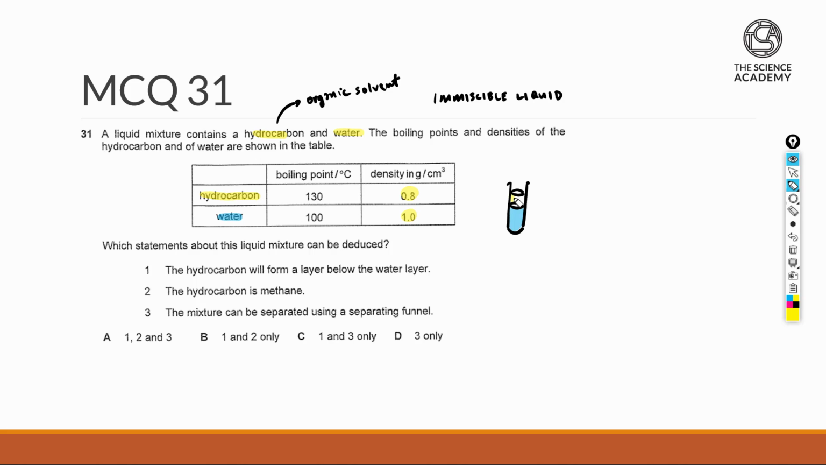So you can see that hydrocarbon is found above the layer of water. So hydrocarbon forming a layer below the water is going to be incorrect, right? It should actually be above.